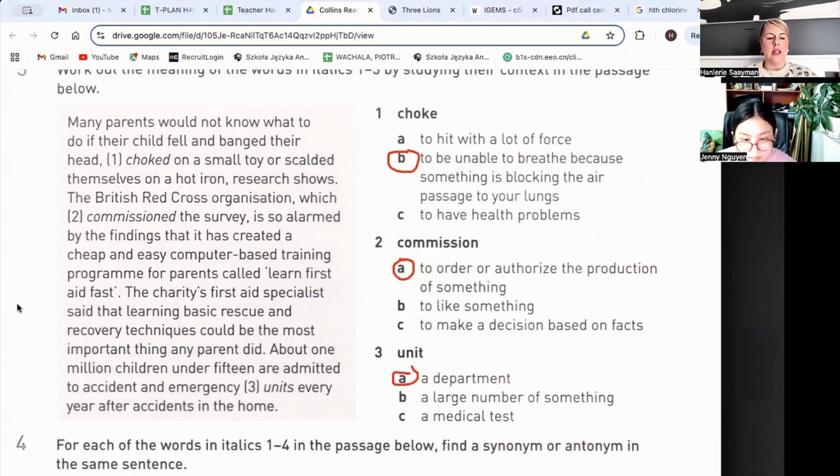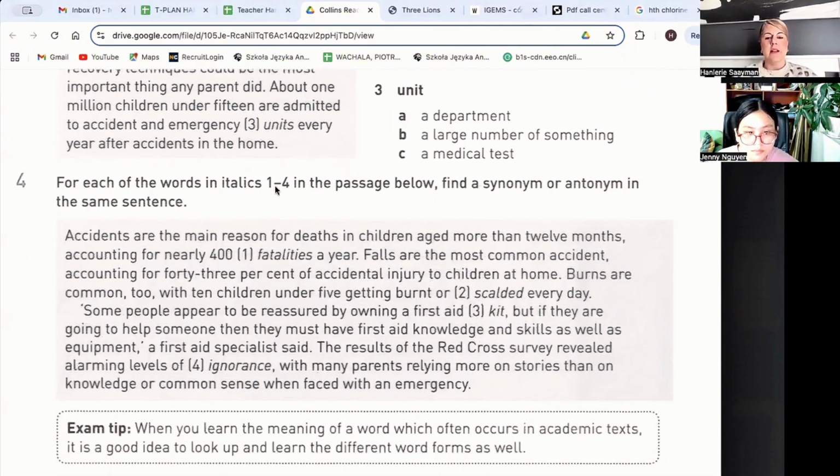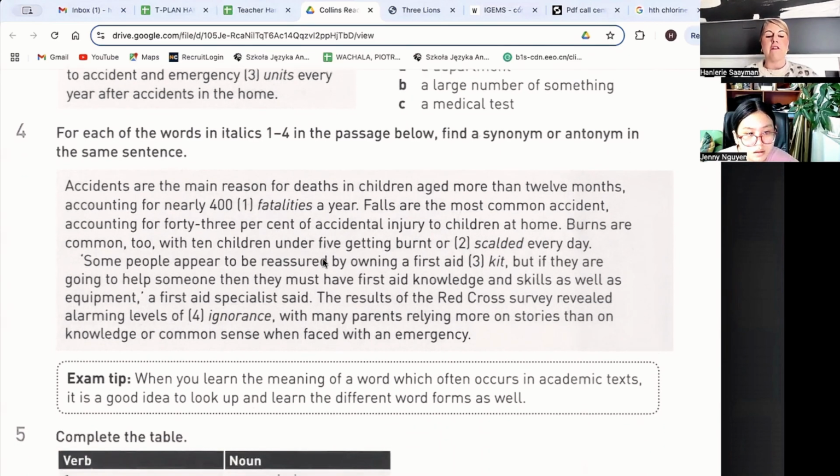That was really good. Now, for the next one, for each of the words in italics, number 1 to 4, in the passage below, find a synonym, meaning the same meaning, or an antonym, the opposite meaning, in the same sentence. Okay, but first, can you read that for us?